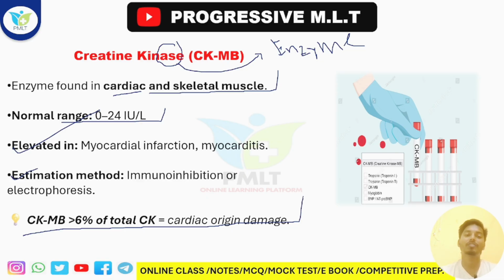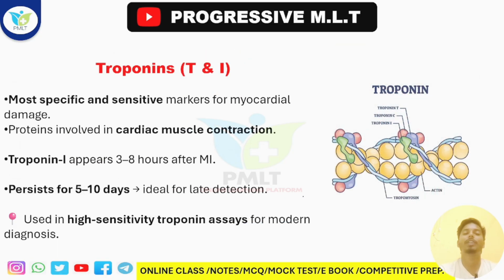It basically defines that the particular area from where the creatine kinase is formed has become damaged. Okay, so that's the creatine kinase. After that, now I'm coming to troponin T and troponin I.